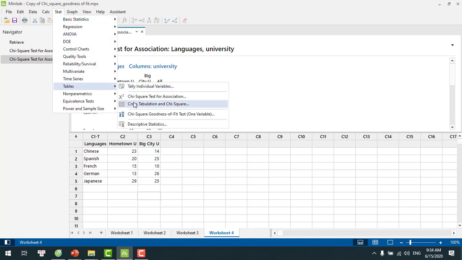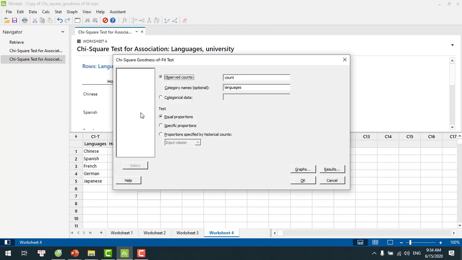So let's go Tables, chi-square goodness of fit, and here then we have observed counts. So in this case we have hometown university. We did that before, so we are going to run it for big city university, and the category names in this case are going to be languages, and let's run OK.